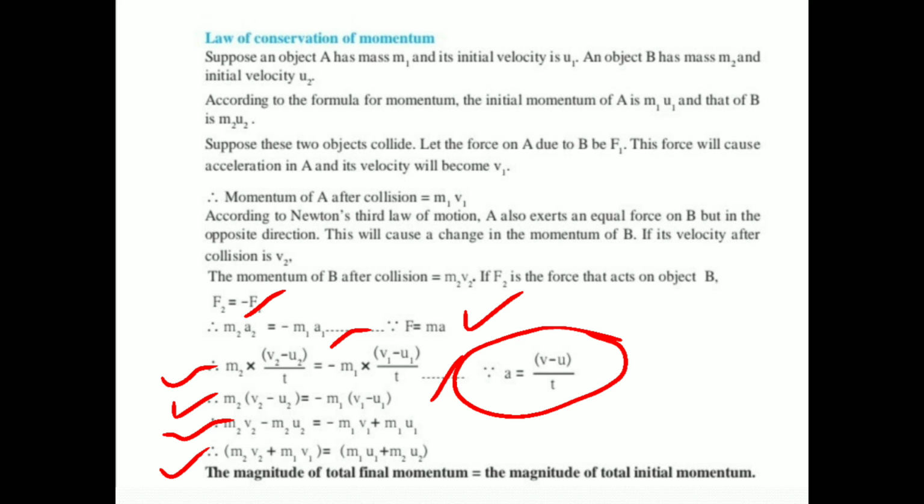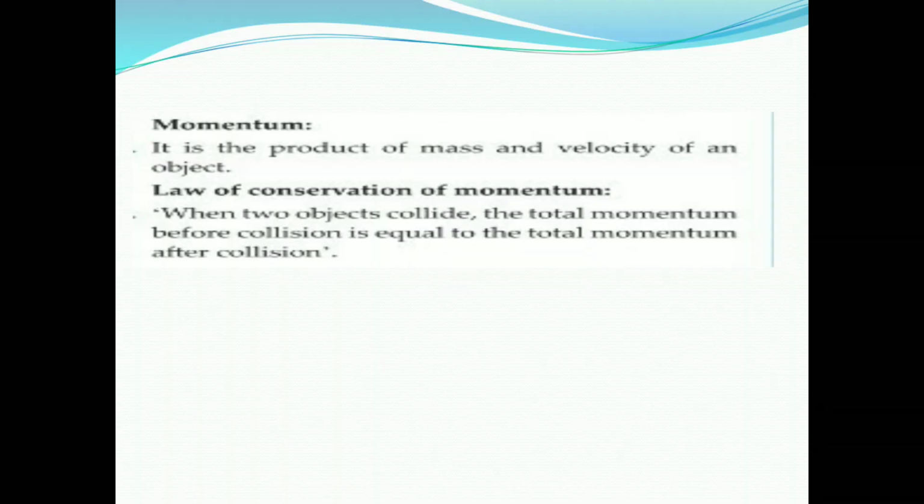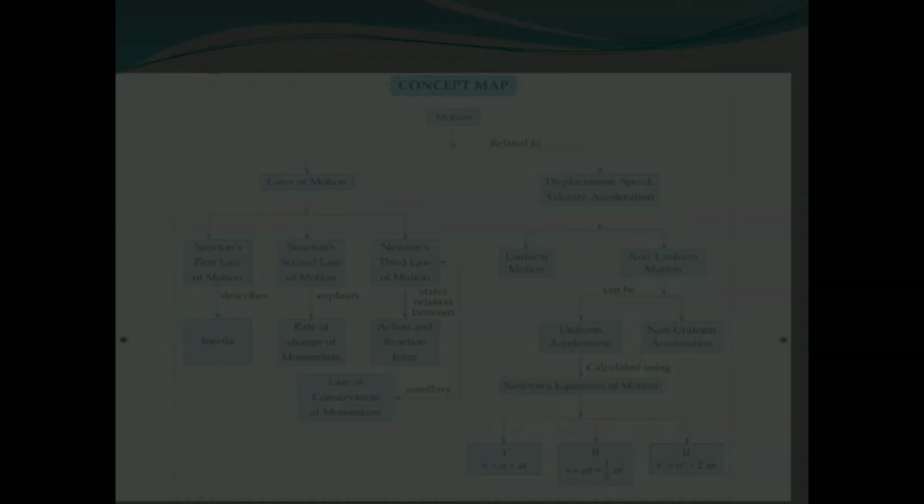That is, the magnitude of the total final momentum is equal to the magnitude of the total initial momentum. So the law of conservation of momentum is: when two objects collide, the total momentum before collision is equal to the total momentum after collision. So momentum remains constant. This law is called the law of conservation of momentum.